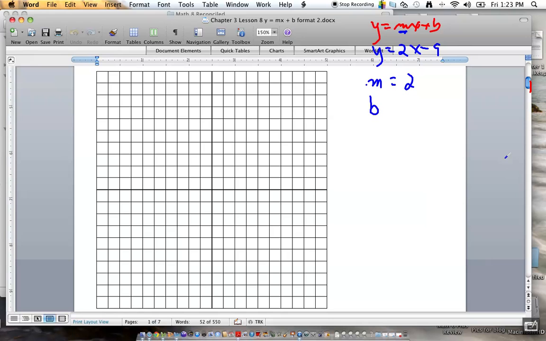Now, the next thing is the y-intercept. Well, that's the number at the end. And in this case, the y-intercept is -9. So the slope is 2, the y-intercept is -9. Now, each whole number question, 1, 2, 3, 4, 5, was worth 20 points. And it was 10 for the slope, 10 for the y-intercept.